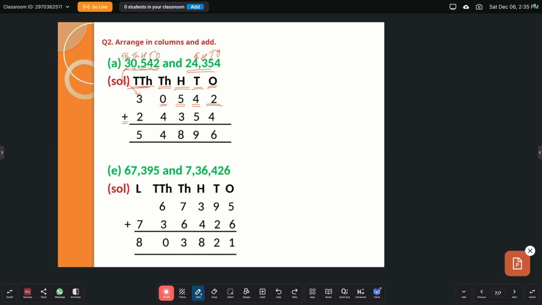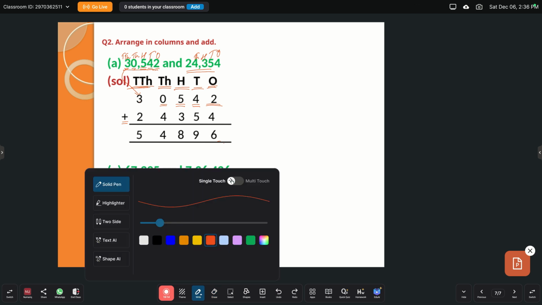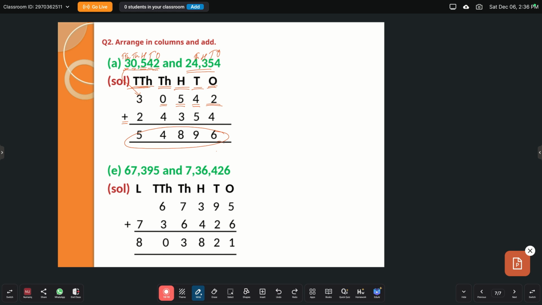Okay. So, we will first add the addends present in the ones column. Okay. What is 2 plus 4 equal? It's equal 6. 4 plus 5 is 9. 5 plus 3 is 8. 0 plus 4 is 4. And 3 plus 2 is 5. So, the answer that I got is 54,896. Very good.